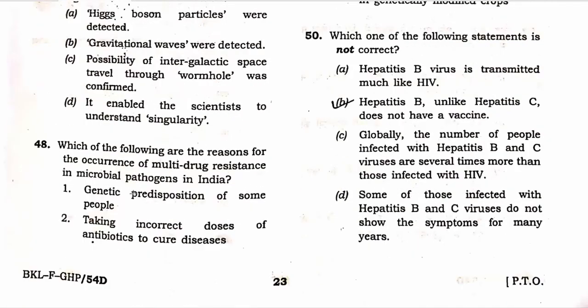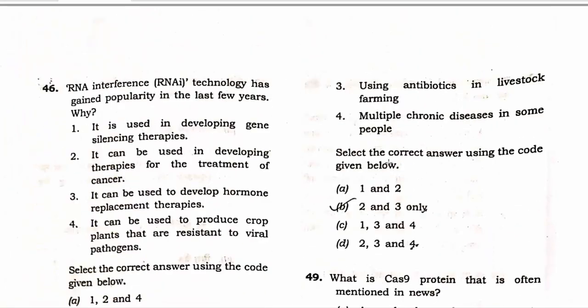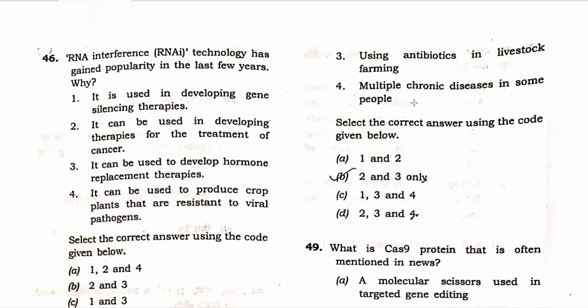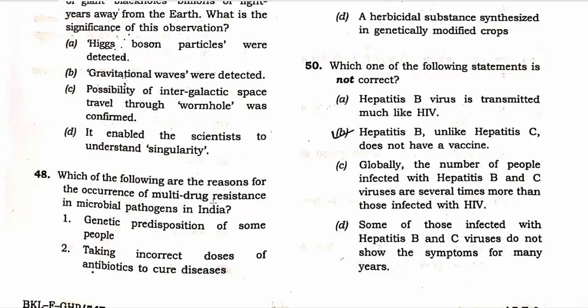48. Which of the following are the reasons for the occurrence of multi-drug resistance in microbial pathogens in India? First, genetic predisposition of some people. If your term is not clear, you might get stuck here. Second, taking incorrect doses of antibiotics to cure diseases. Multiple drug resistance is something where again and again you are doing this. Incorrect doses could be one of the contributions. Third, using antibiotics in livestock farming. Yes, they are using it even in livestock farming as well. Fourth, multiple chronic diseases in some people. Just because a person has multiple chronic diseases, it can't be a reason for multiple drug resistance in microbial pathogens in India.